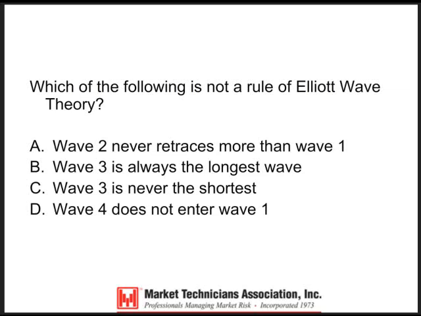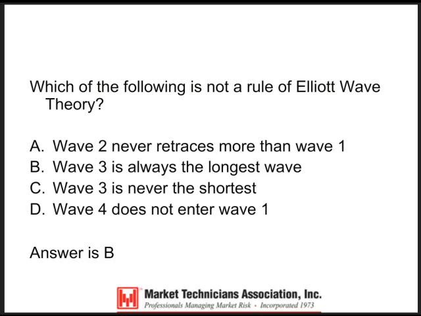All right, which of the following is not a rule of Elliott wave? And that would be answer B. Remember, wave 3 is not the smallest or the shortest wave. That would be the rule. So which of the following is not true of the Elliott wave?